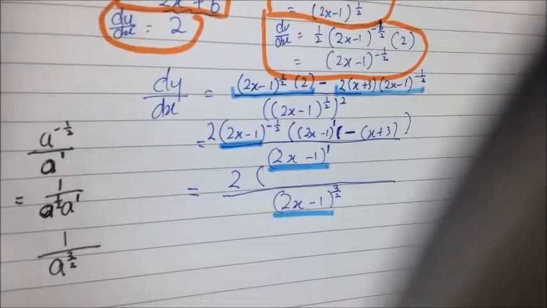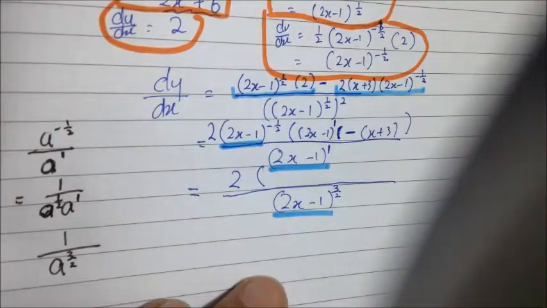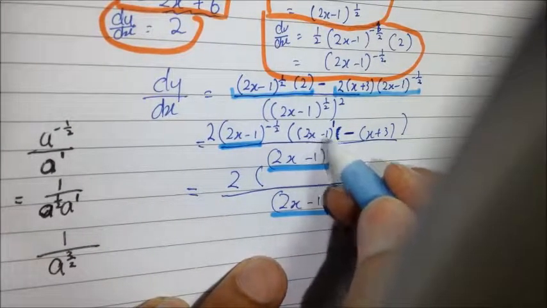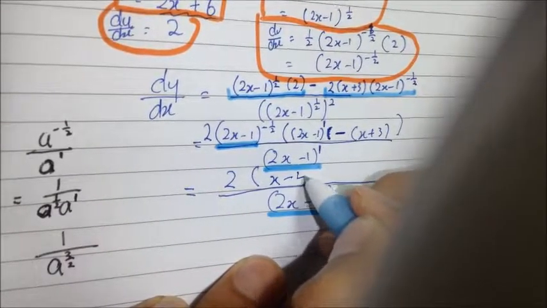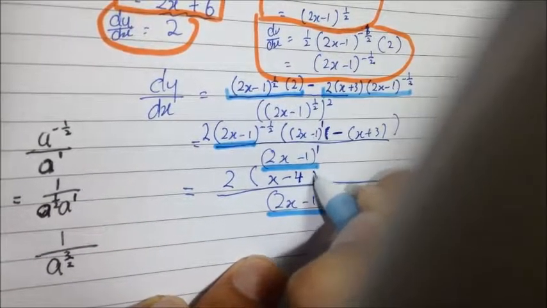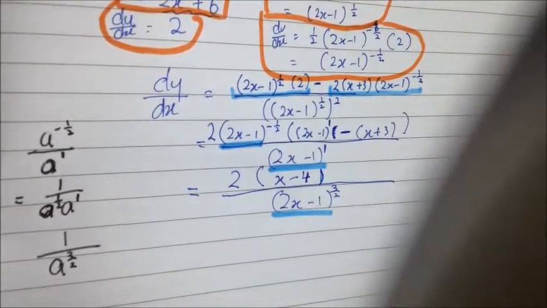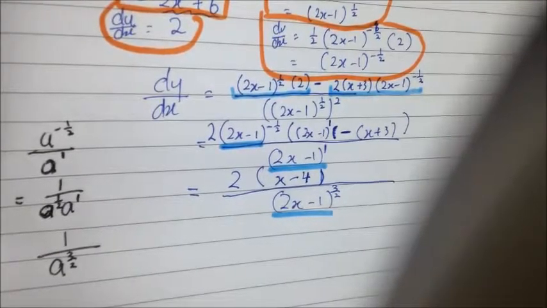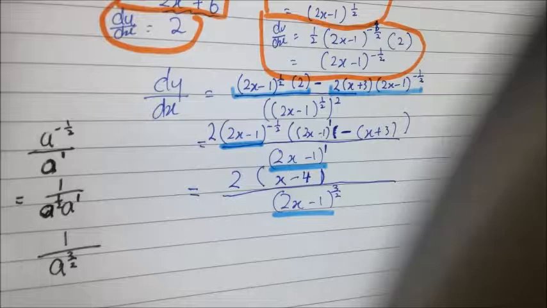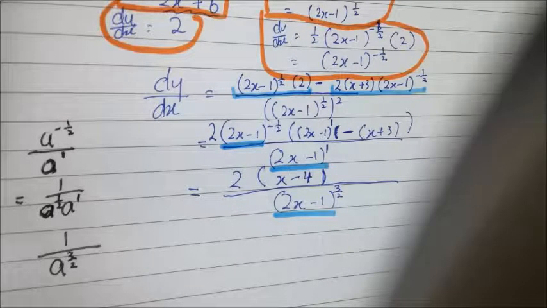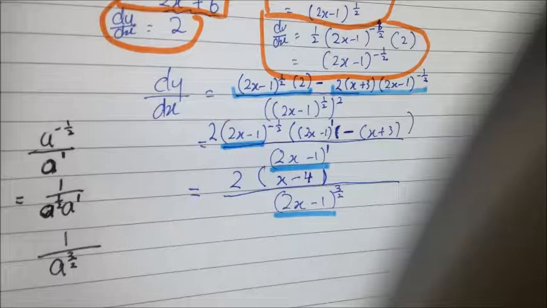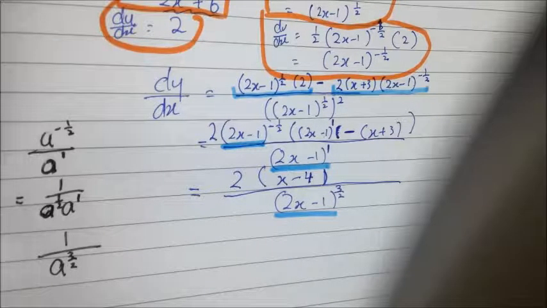Now, wait. So on top, 2x minus x, left x. Minus 1 minus 3, minus 4. 2x minus x, x what? Minus 1 minus 3, minus 4. Follow?